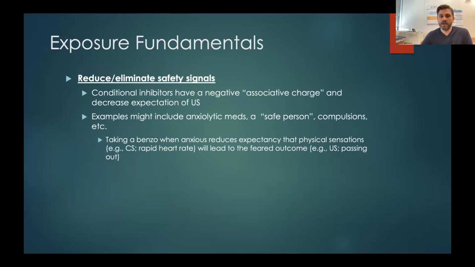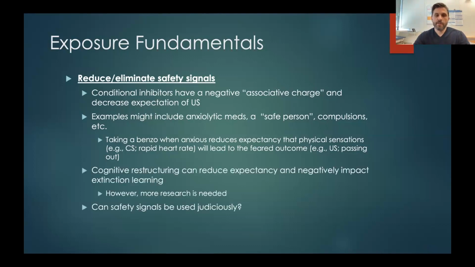So examples might include anxiolytic meds, benzos, and different things in panic disorder, right? If I take this benzo, I'm less likely to have a heart attack. A safe person: if this person is with me, maybe a feared outcome won't happen, or this person is going to be able to handle the conversation if things go stale, and so I'm not going to get rejected, right? Compulsions in OCD. Because they decrease expectation in the broadest sense of the term, they negatively impact extinction learning and get in the way of exposure therapy. So we want to get rid of as many of these as possible, and particularly get rid of the really powerful ones.